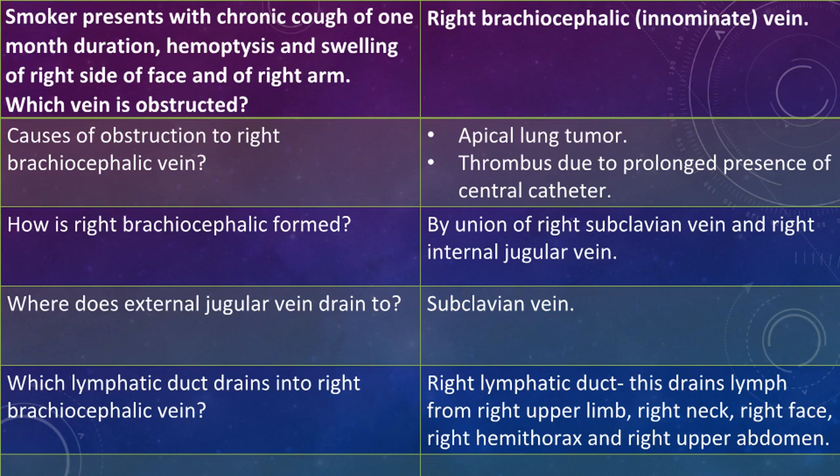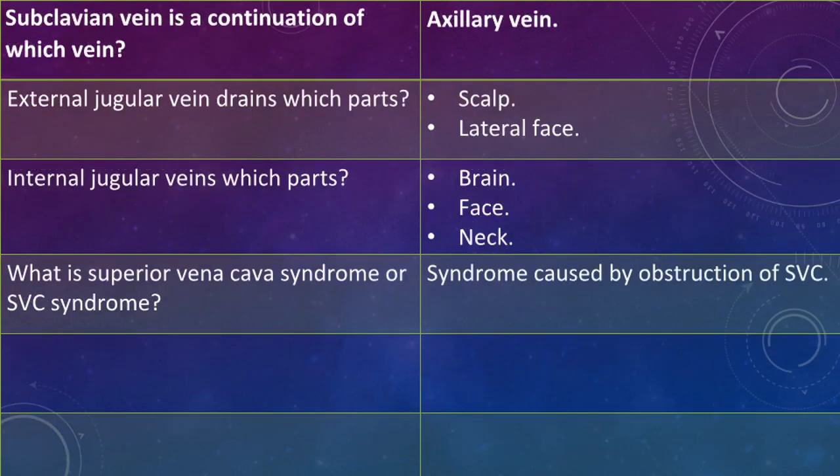Where does external jugular vein drain to? Subclavian vein. Which lymphatic duct drains into right brachiocephalic vein? Right lymphatic duct. This drains lymph from right upper limb, right neck, right face, right hemithorax and right upper abdomen. Subclavian vein is a continuation of which vein? Axillary vein. External jugular vein drains which parts? Scalp. Lateral face. Internal jugular veins which parts? Brain. Face. Neck. What is superior vena cava syndrome or SVC syndrome? Syndrome caused by obstruction of SVC.